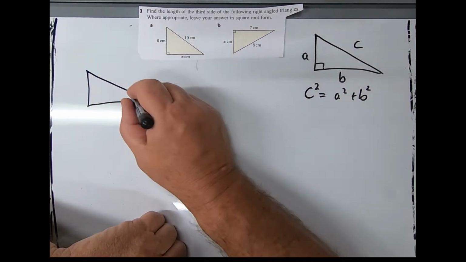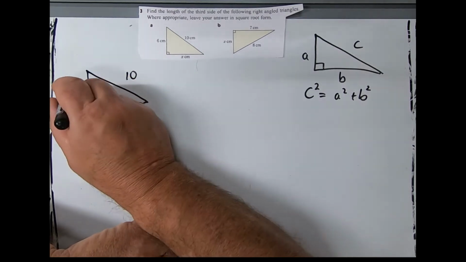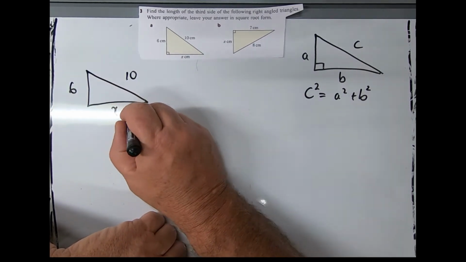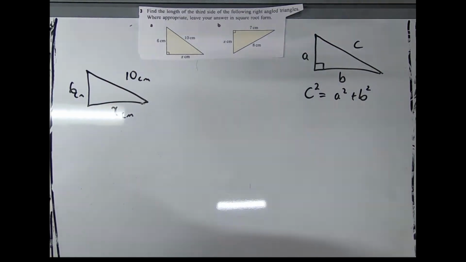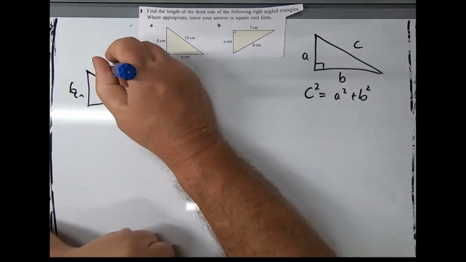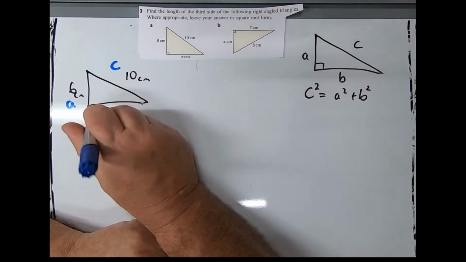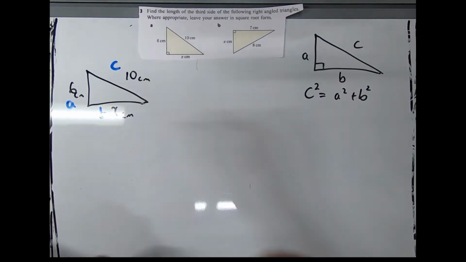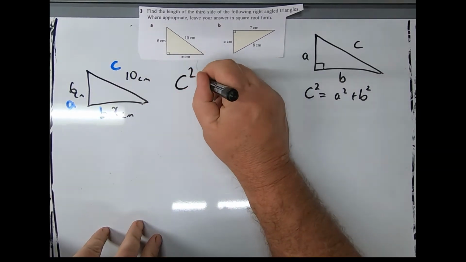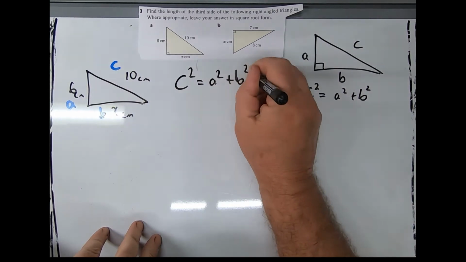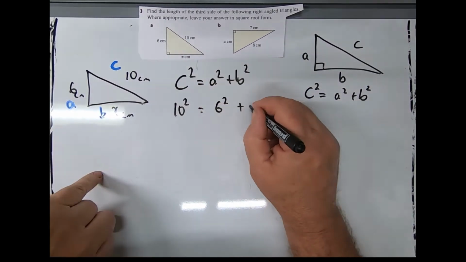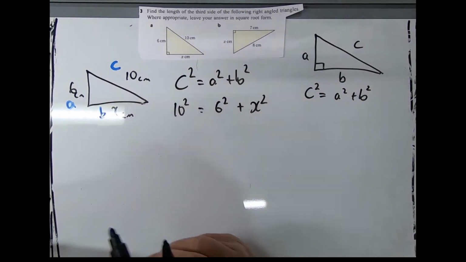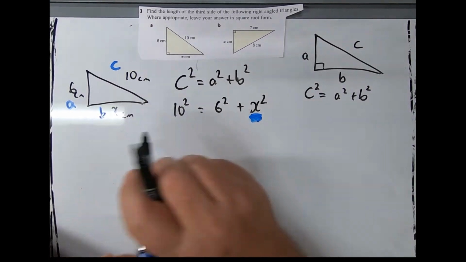We draw the triangle, put the 10, the 6, the x, they're all in centimetres. Now this actually has the x as a shorter side, this question, C, A, B. However, I am going to keep using the same rule. So 10 squared equals 6 squared plus x squared. Now I hope everyone understands this is the one I want.